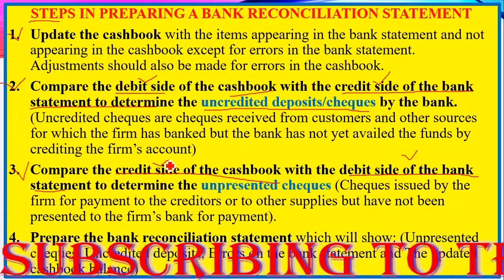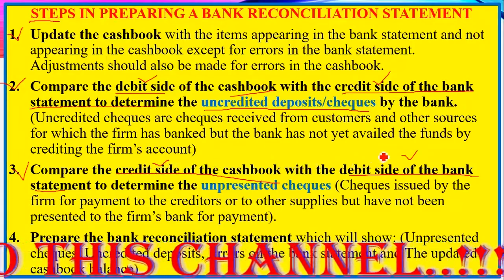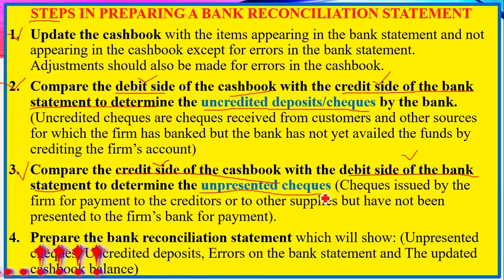And if we have items on the credit side of the cash book that are missing on the debit side of the bank statement, that is what we call the unpresented checks. I've already explained what they are. These are checks you have given to your creditors or suppliers, but they are yet to take them to the bank for the account to be reduced, or for the bank to deduct money from your account.